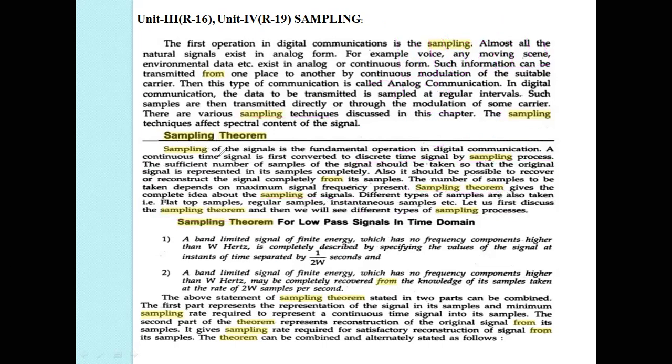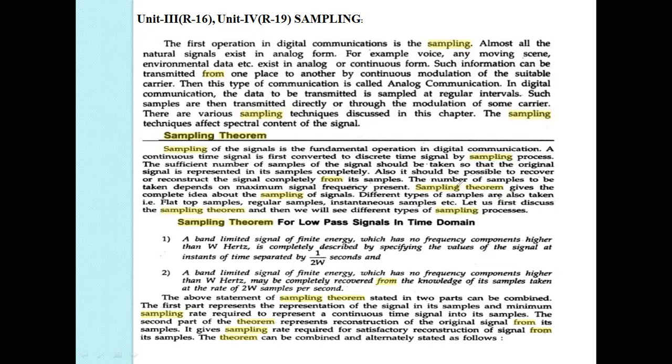Once again, what is sampling? The sampling of a signal is a fundamental operation in digital communication. A continuous time signal is first converted to a discrete time signal by the sampling process. A sufficient number of samples of the signal should be taken so that the original signal is represented completely in its samples. Also, it should be possible to recover or reconstruct the signal completely from its samples. The number of samples to be taken depends on the maximum signal frequency present.